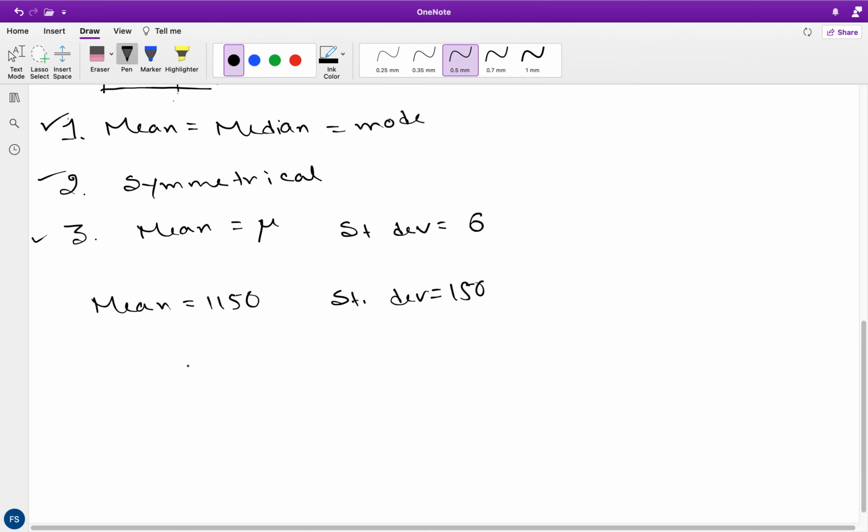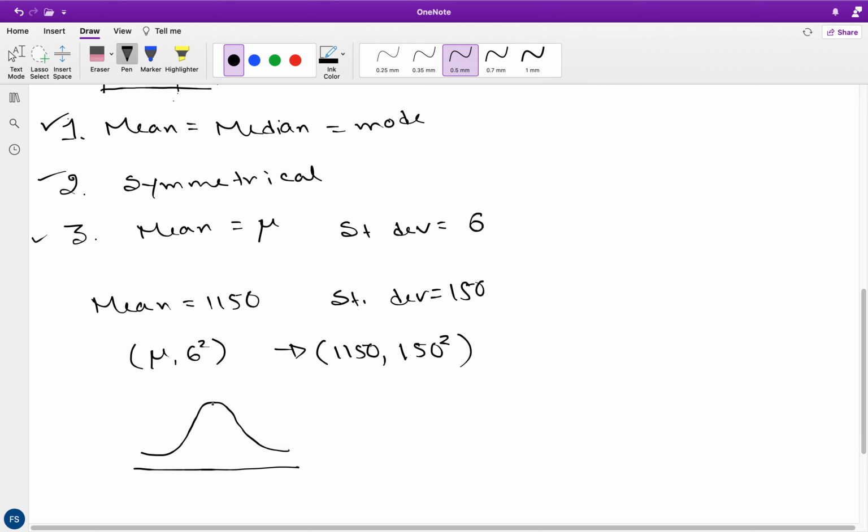Now we always represent this information like this. We always write the mean first and then the variance. So in this case, we can write it like this: 1150, because that's the mean, and the standard deviation is 150, so you put a square to represent the variance. But the standard deviation is the square root of variance, so it's just going to be 150. So if you ask me to draw this graph, I'm going to draw something like this. We know that this is normal distribution. That means most of the students will have a score around 1150.